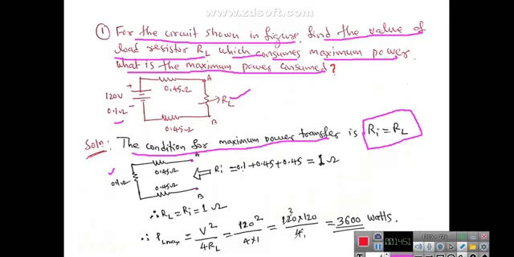Then these resistors will remain in the circuit. Now look back to the network. At the open circuited load terminal, you find out the equivalent resistance. Okay, what is the equivalent resistance?